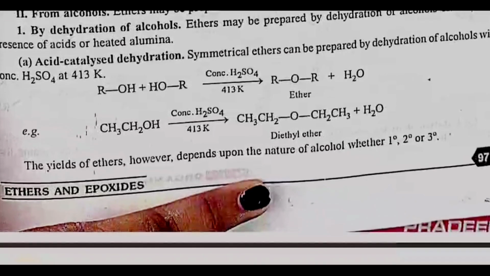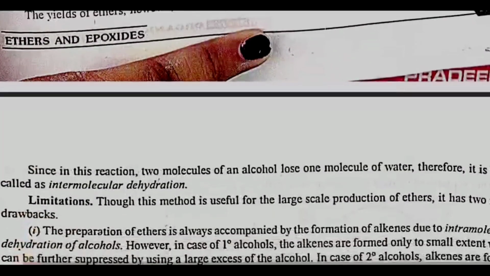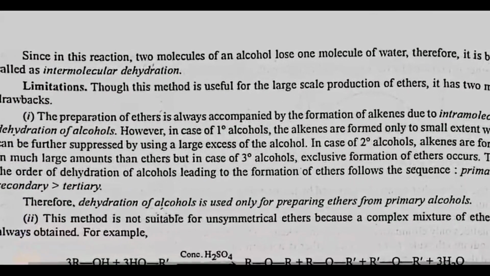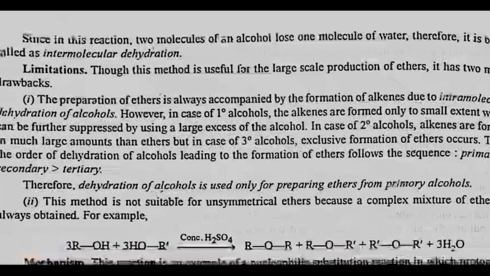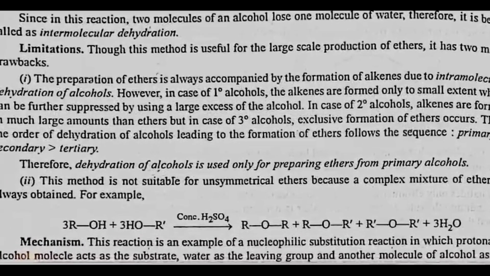The yield of ether, however, depends upon the nature of the alcohol, whether 1 degree, 2 degree or 3 degree. Since in this reaction 2 molecules of alcohol lose 1 molecule of water, it is better called an intermolecular dehydration. Limitations. Though this method is useful for the large-scale production of ethers, it has two major drawbacks.